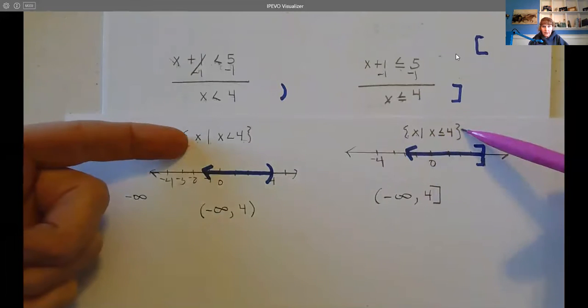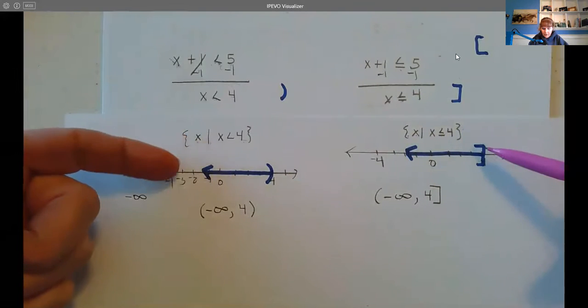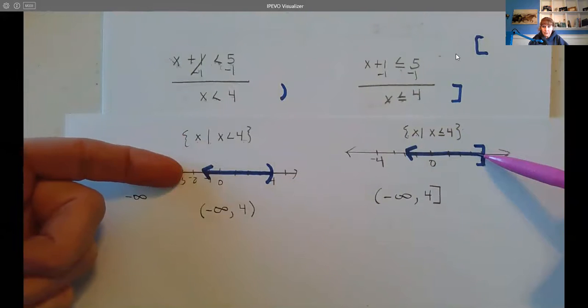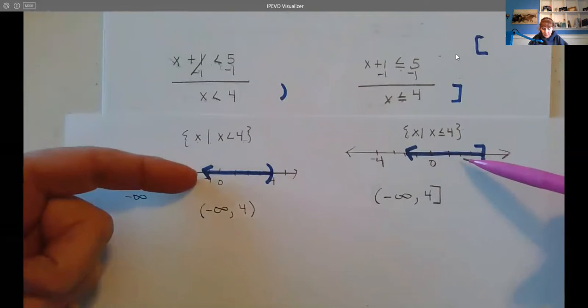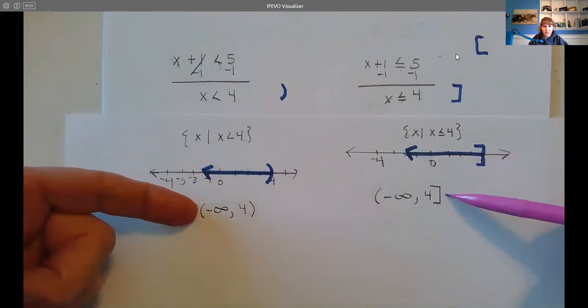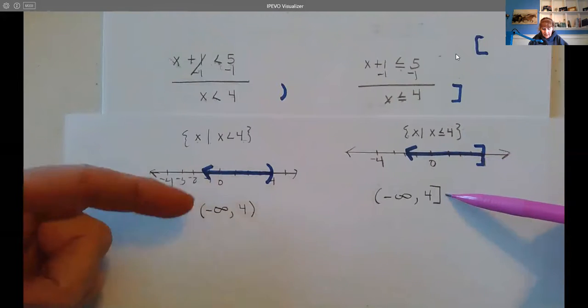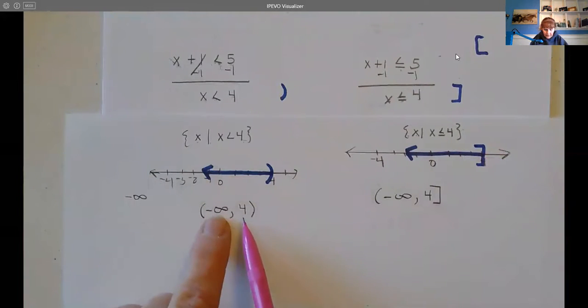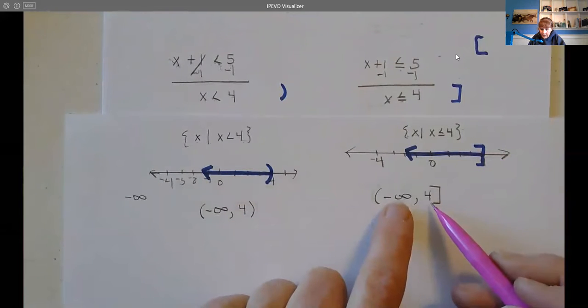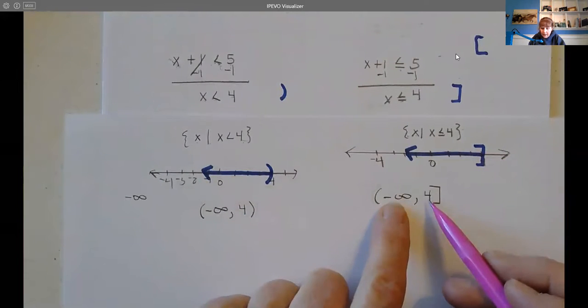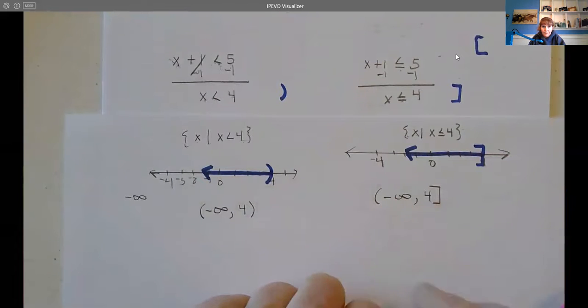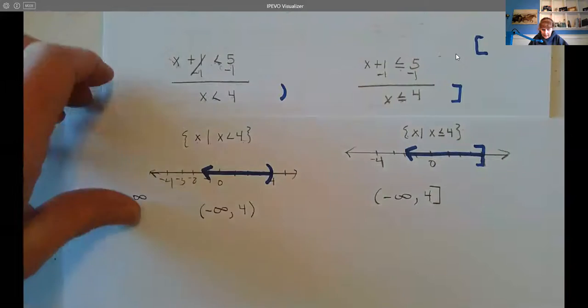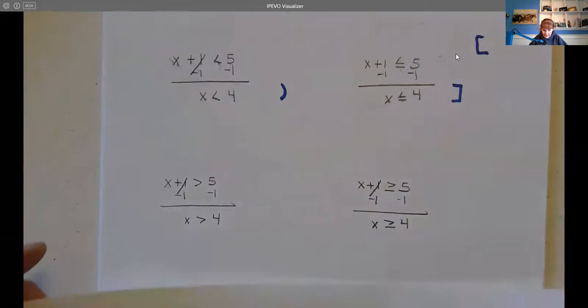So we have the set notation solution, the graph solution. These will be multiple choice, by the way, this graph. And then you'll have to write your graph as an interval notation. This means your answer is found between a negative infinity and 4. Here, your answer is found between a negative infinity and 4, including the 4. Okay. Let's look at our other greater thans and we'll practice this.